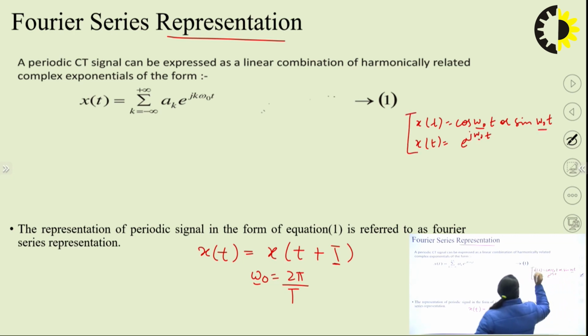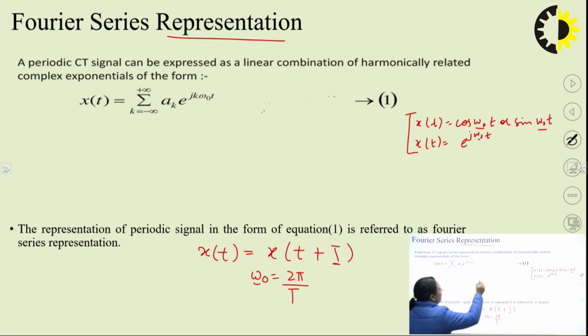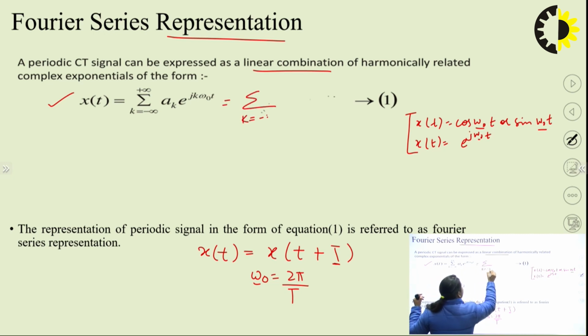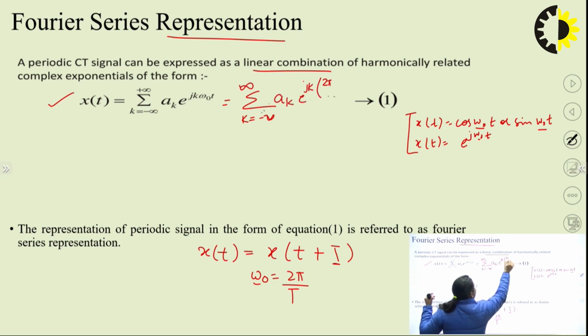So a linear combination of harmonically related complex exponentials can be expressed in the form of x(t) equals summation over k from minus infinity to infinity of a_k e raised to the power j k omega naught t, or I can also write it as summation k equals minus infinity to infinity of a_k e raised to the power j k 2 pi by T into t.